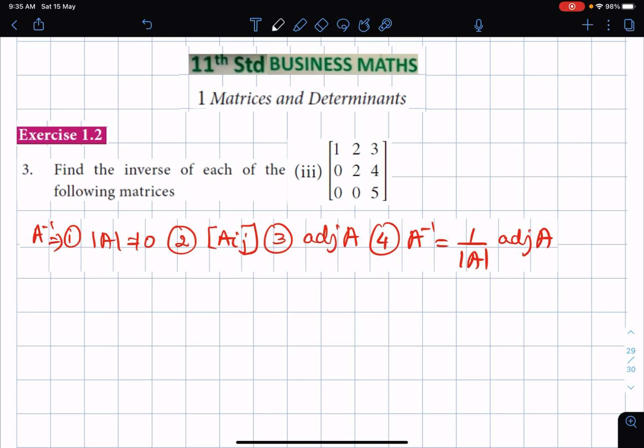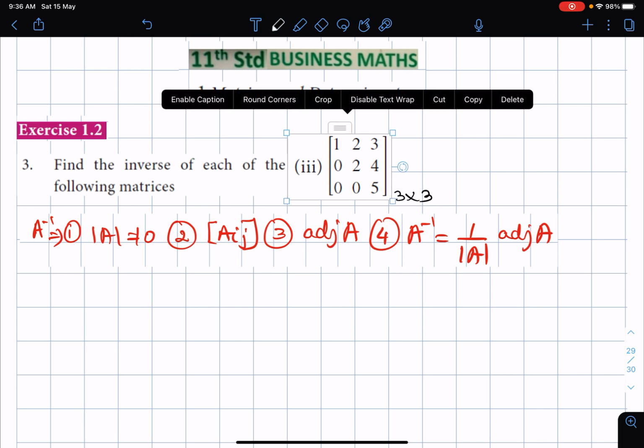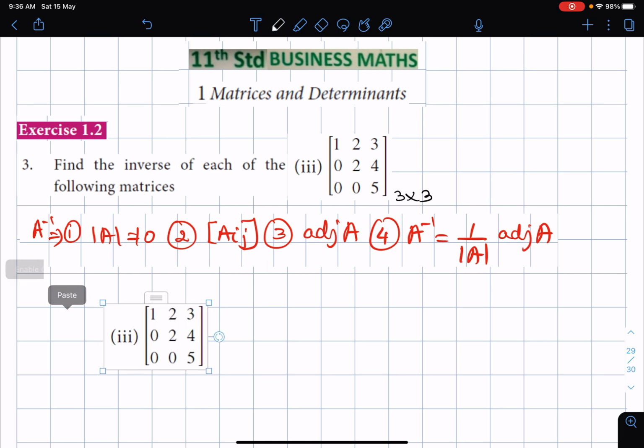In exercise 1.2 we are going to see the third subdivision. Find the inverse of each of the following matrices. The last one, the second subdivision, was a 2 cross 2 matrix, and this is a 3 cross 3 matrix. From this we are going to find the inverse. Let me paste it here.